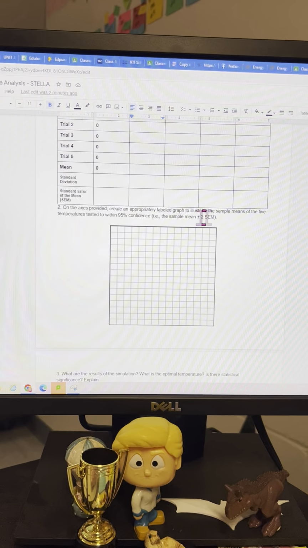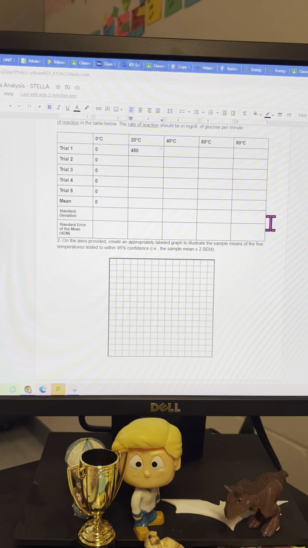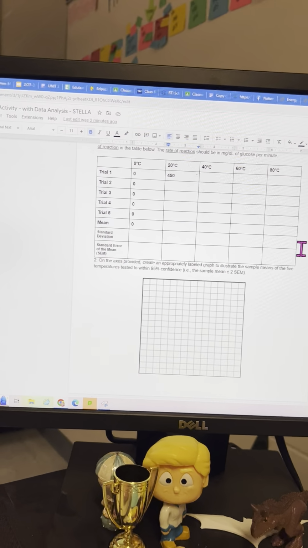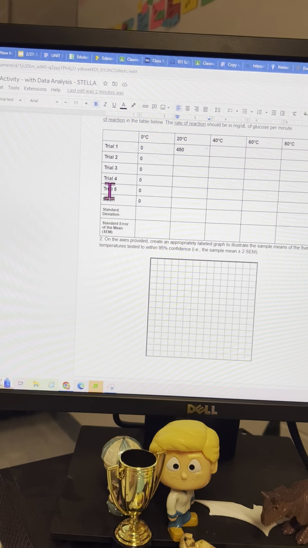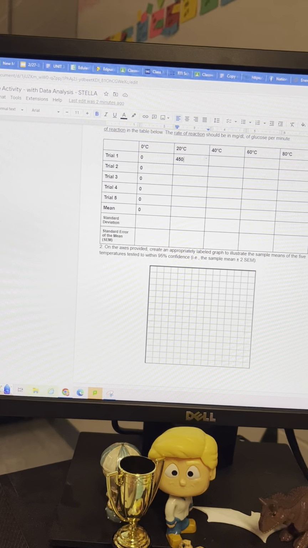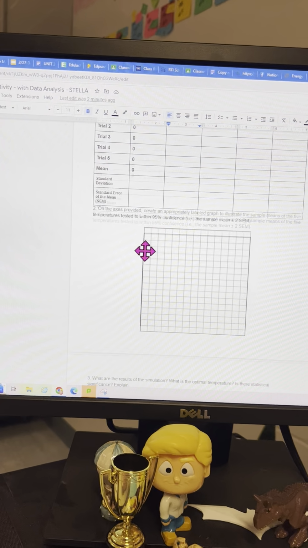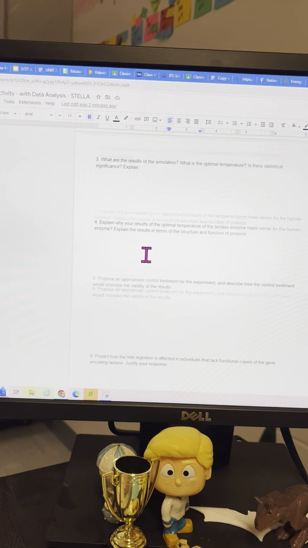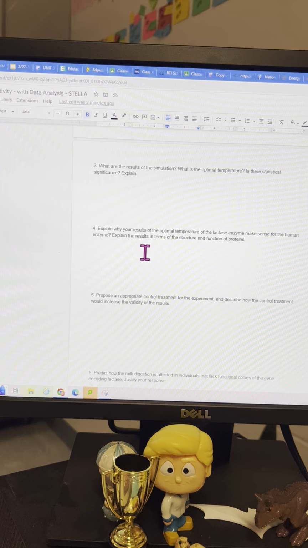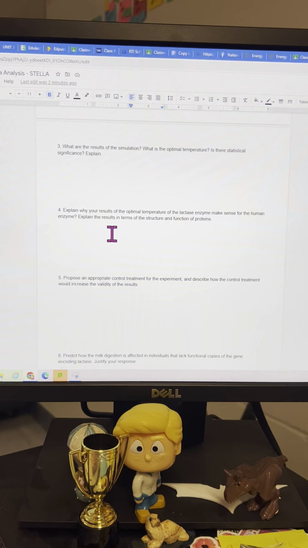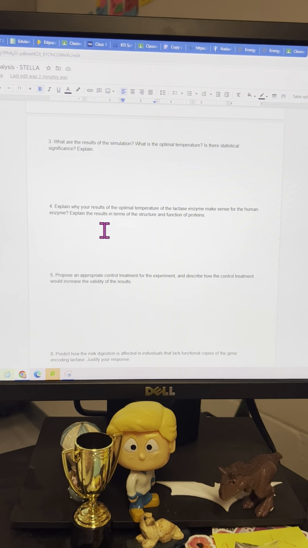When you graph it, you're going to graph the means. So you're going to graph all these averages right here. You don't worry about when it talks about standard deviation. Optimal temperature is like which temperature did it work the best on, so how the most glucose was produced.